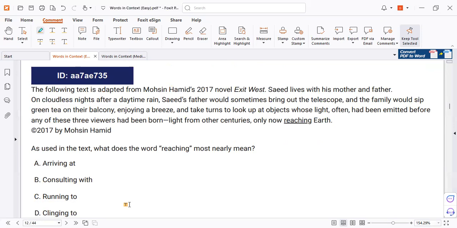Cleaving, no. Cleaving means sticking to. Oh, then it's running to. How about I read from the beginning again. Has been admitted before any of these three viewers had been born, lived for more than centuries. It's A. So that is right.